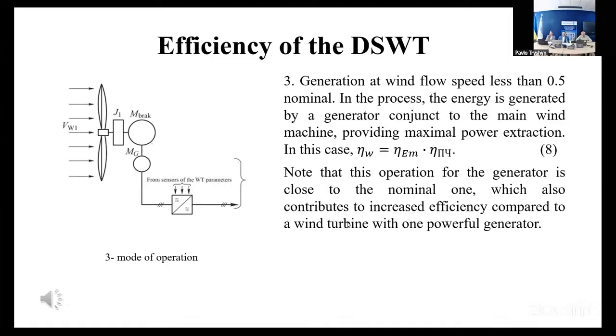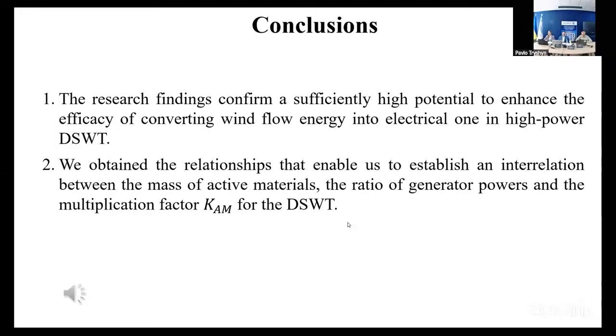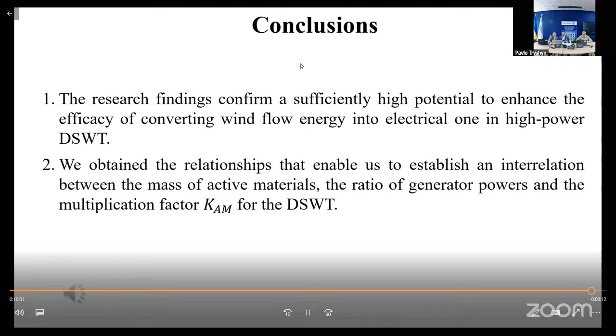one powerful generator. On this slide, you can see conclusions to this article. The first one: the research findings confirm a significantly high potential to increase efficiency of converting wind flow energy into electrical energy in high-power dual-system wind turbines. The second: we obtained the ratio that enables us to establish an interrelation between the mass of active materials, the ratio of generator powers and the multiplication factor of a dual system wind turbine.